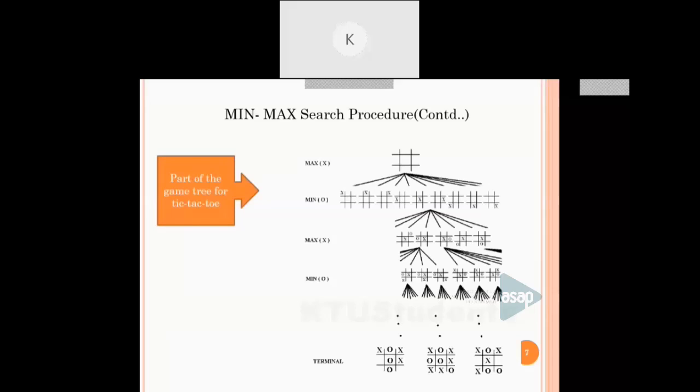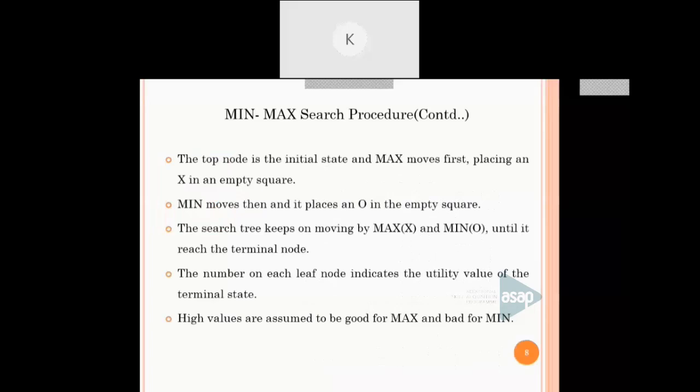So finally, the utility function will be calculated. This is how the min-max algorithm works. This is an overall glance to understand how the min-max algorithm is working. So come to the next slide.